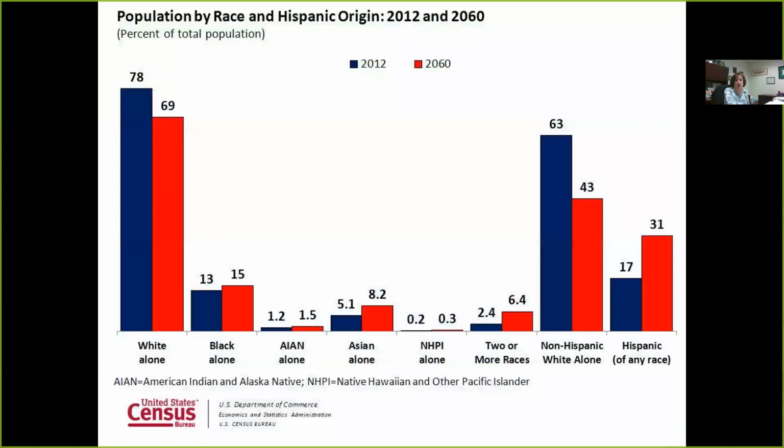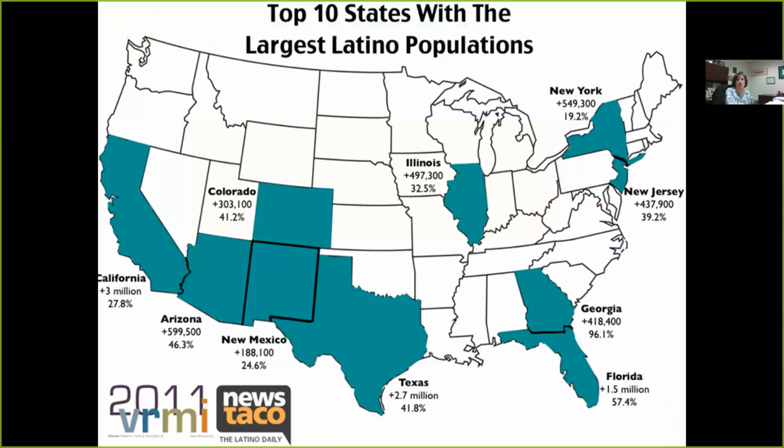So you can see here again, this is just a U.S. Census chart. Some people like to see it written, some people like to see it in chart form. So the top 10 states with the largest Latino populations, this is from 2011. So it may have changed a little bit recently, but I don't believe so.